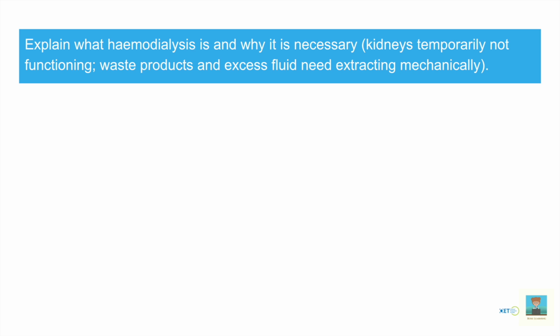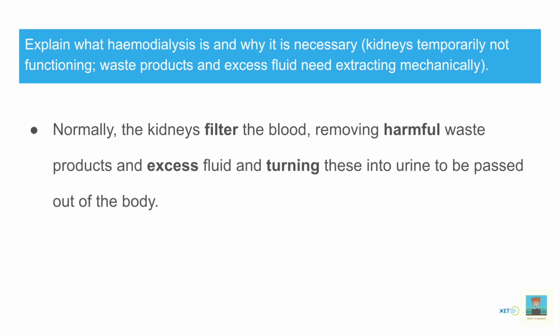Okay, any ideas? Well, we could say normally the kidneys filter the blood, removing harmful waste products and excess fluid, and turning these into urine to be passed out of the body. So this is what normally happens in our everyday lives when our kidneys are functioning properly. They filter the blood, they remove harmful waste and any extra fluid, and this becomes urine, which we pass out of the body.